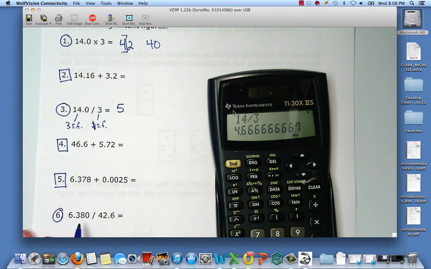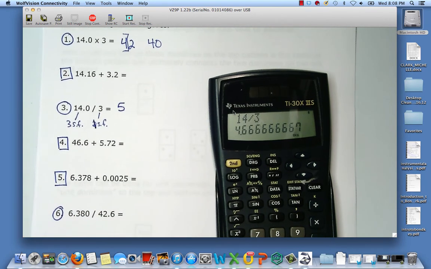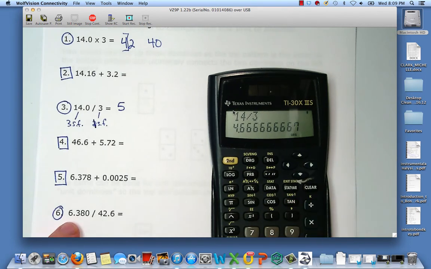Alrighty. We'll go to the next multiplication and division. You have 6.380 divided by 42.6. I have 4 sig figs here, 3 sig figs here.